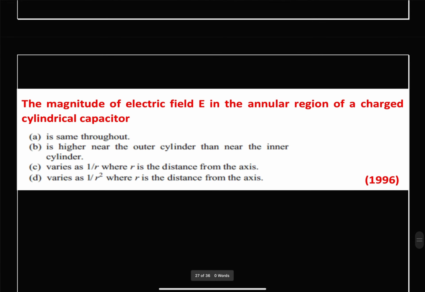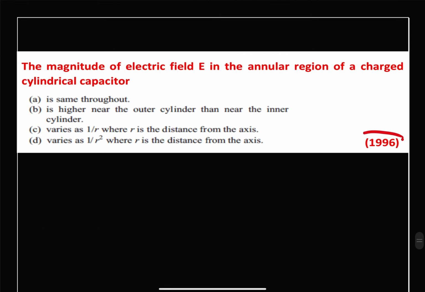Next question, it was asked in the year 1996, and it states the magnitude of the electric field E in the annular region of a charged cylindrical capacitor. So we have to find the electric field in the annular region. For that we can just draw an approximate figure.